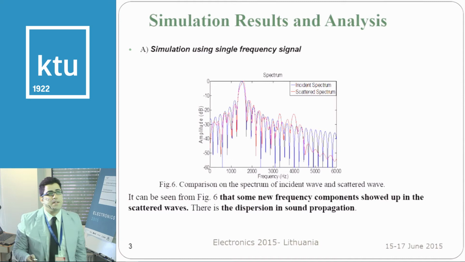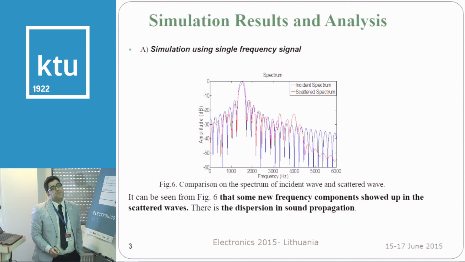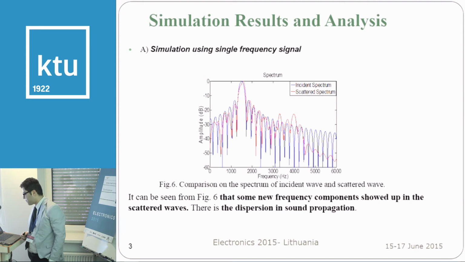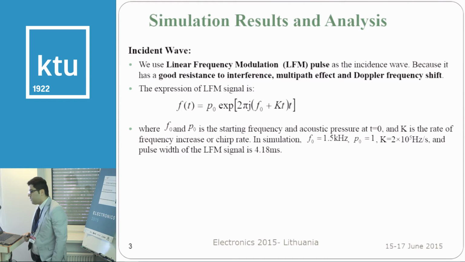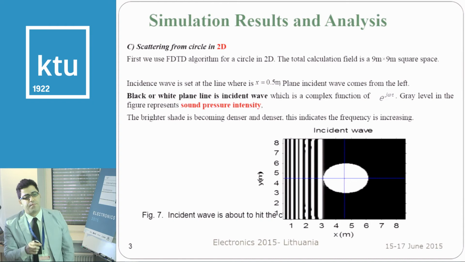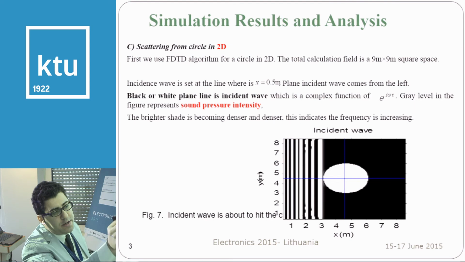Also, if we consider the incident spectrum and the scattered spectrum, we see that we have some new frequency components, which can be due to the dispersion of sound propagation. The incident wave that we use is the LFM, linear frequency modulation. The formula is here. This LFM is robust enough against interference, multipath, and Doppler shift. That's why we use LFM as the incident wave. For 2D objects, this is black and white, and there are some gray areas here. We can consider this the sound pressure intensity.